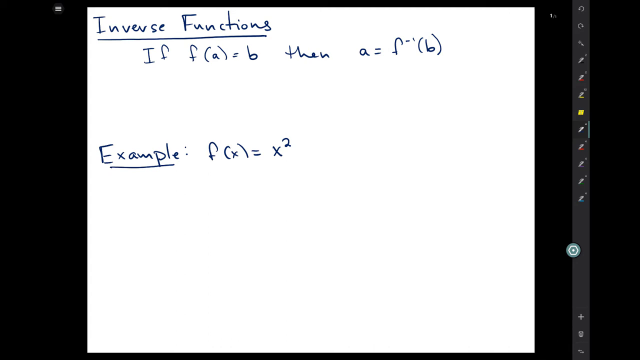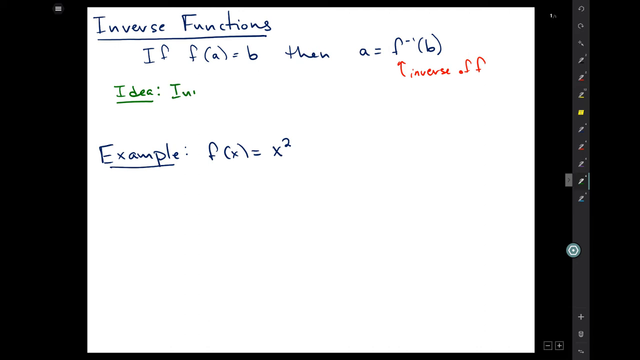So first, an intuitive way of thinking about inverse functions. If f of a is equal to b, then a is equal to f inverse of b. So here, this notation, f inverse, denotes the inverse of f. So the idea here is that the inverse function reverses the inputs and outputs.